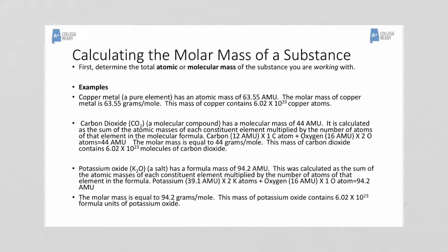Let's do the same with potassium oxide. This one's a salt. You find its formula mass by adding up the mass of 2 potassium atoms and 1 oxygen atom, and you get about 94.2 AMUs. Well, that means the molar mass of potassium oxide is 94.2 grams per mole. In 94.2 grams, you will find 6.02 times 10 to the 23rd formula units of potassium oxide.